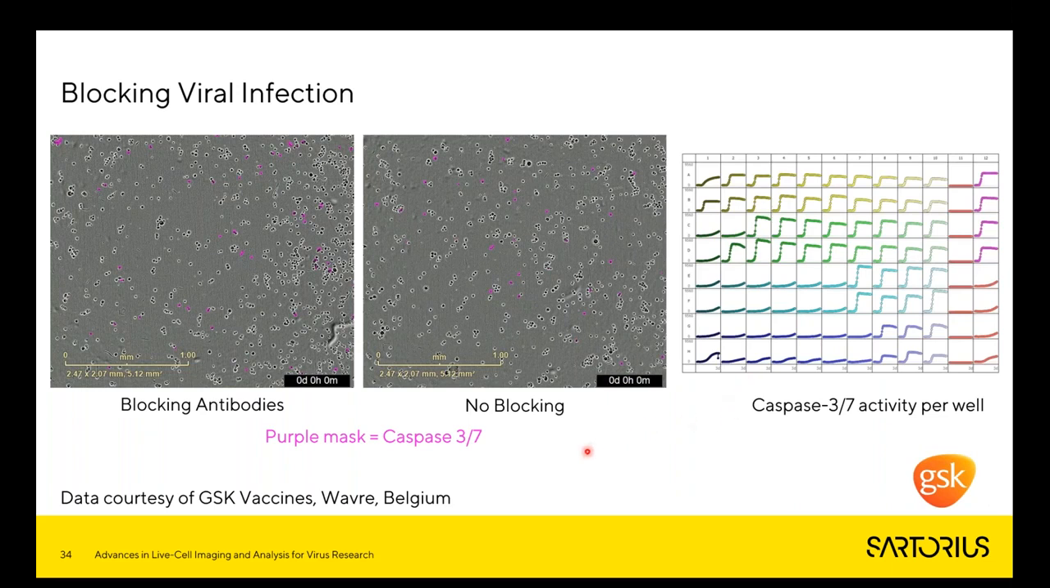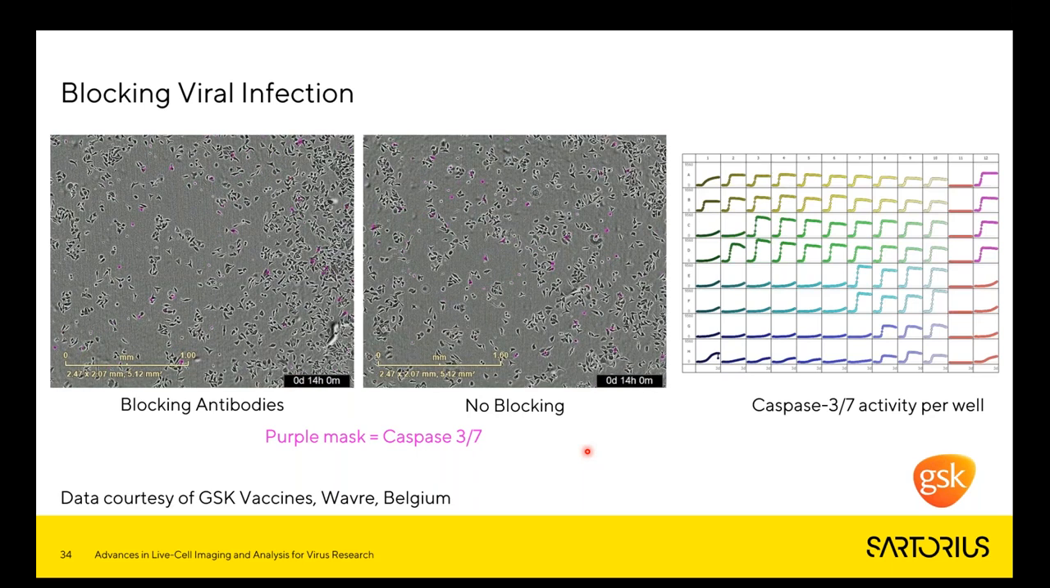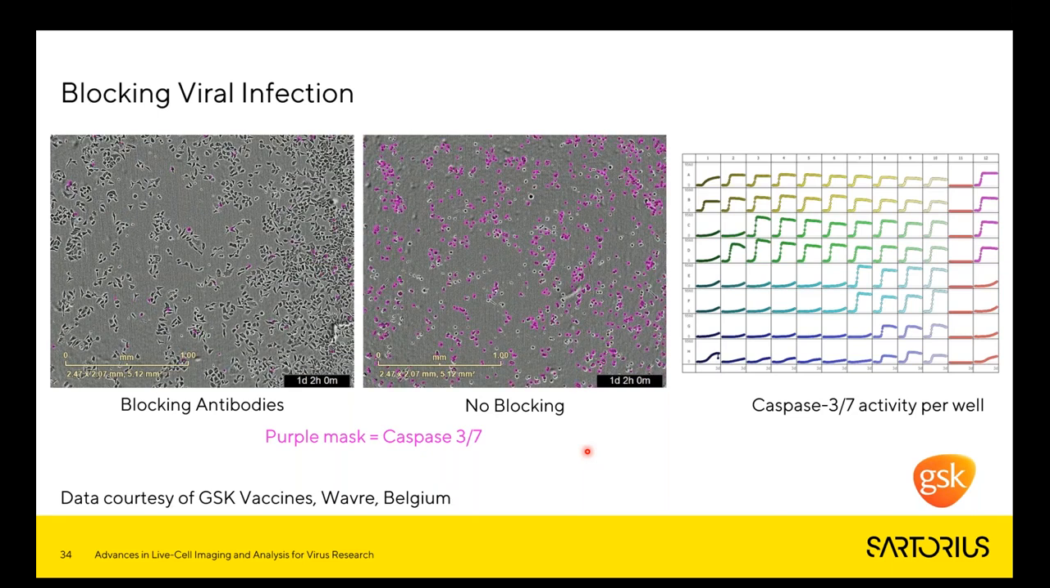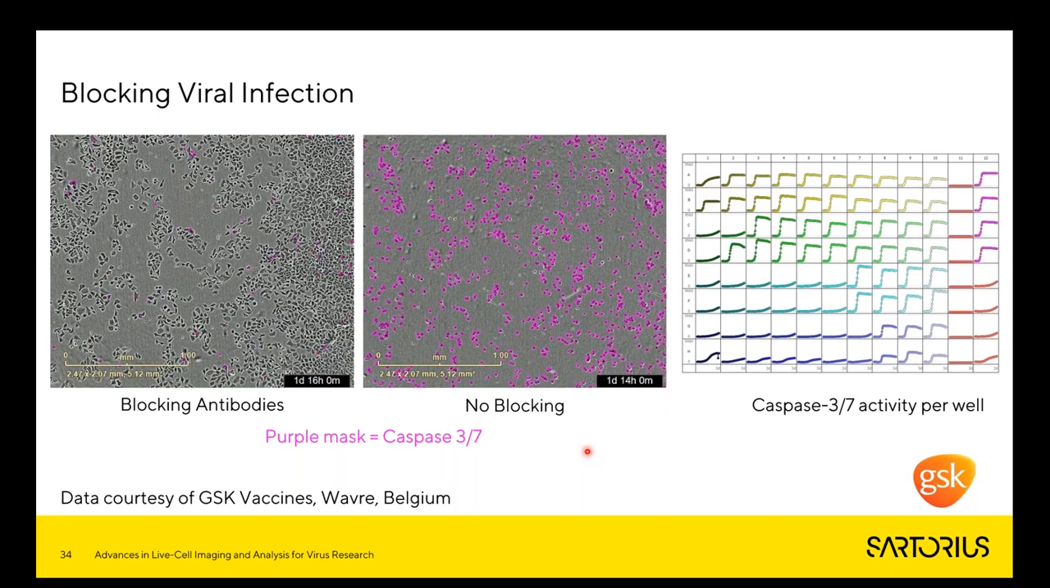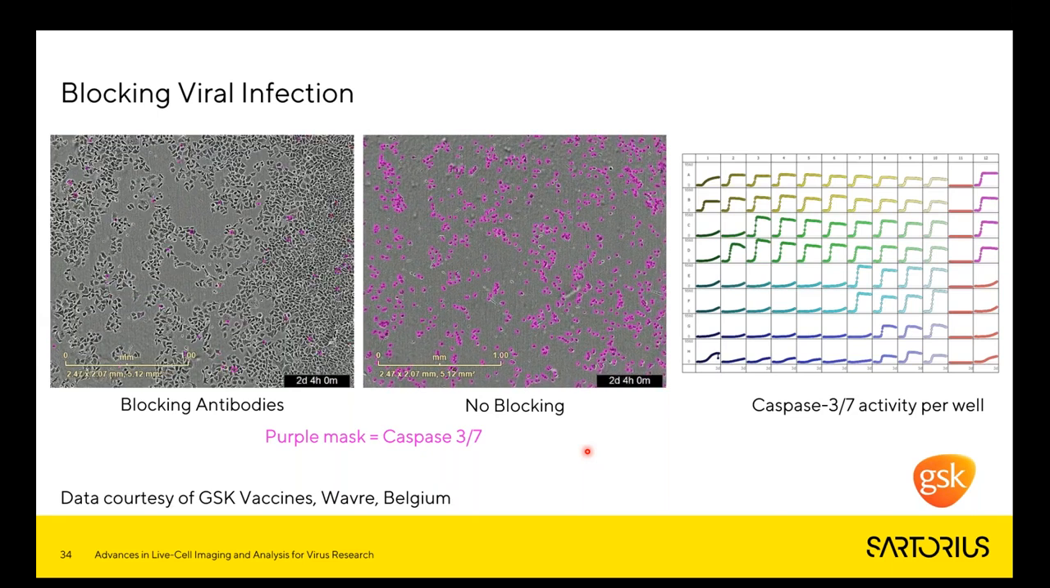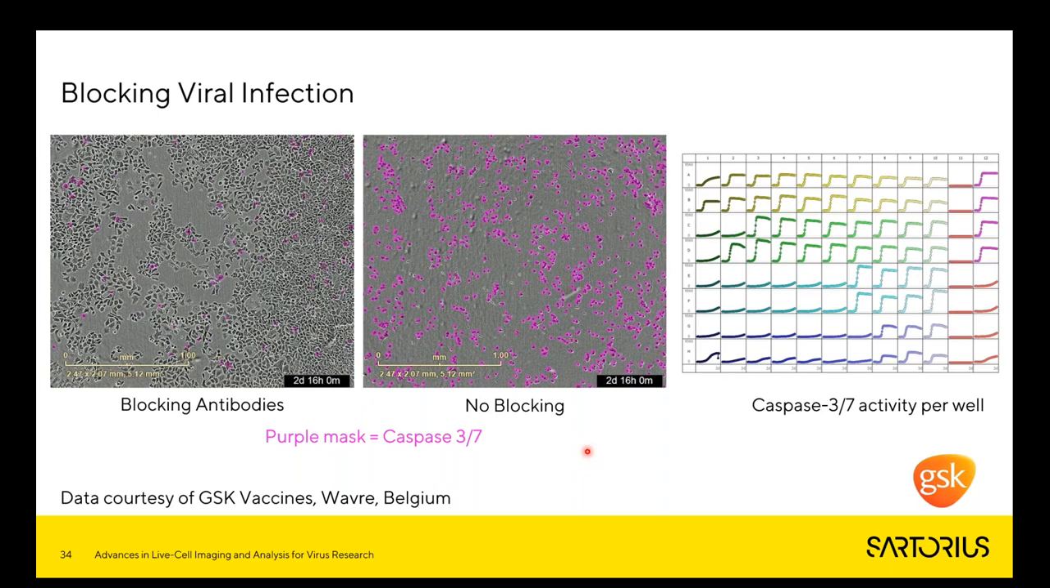So in a similar approach but different readout, researchers from GSK Vaccines in Belgium were interested in identifying blocking antibodies that would inhibit viral infection from taking place in the host cells. So rather than looking at infectivity by using a fluorescently tagged virus, they used caspase B7 to quantify apoptosis in the host cells upon viral infection.